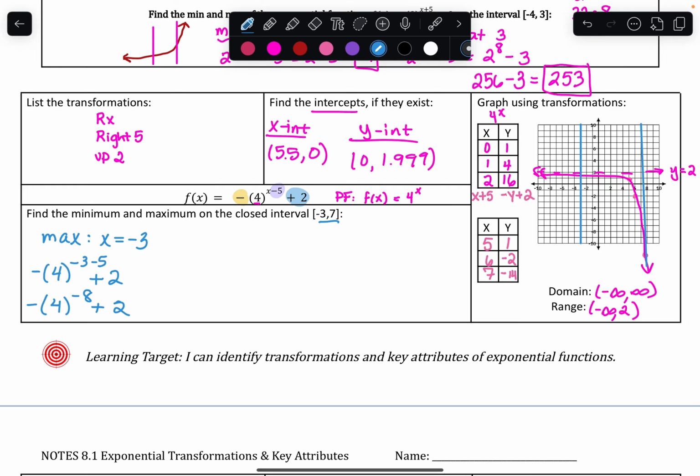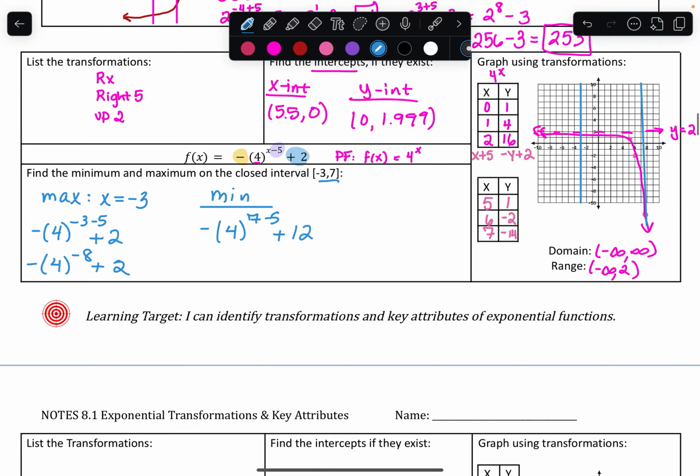And then for the minimum, we should have that at x equals 7. Okay, we've already actually calculated the value at 7. We should get -14. Keep adding numbers in here. +2, not +12. All right, we get -16 plus 2, which is -14.